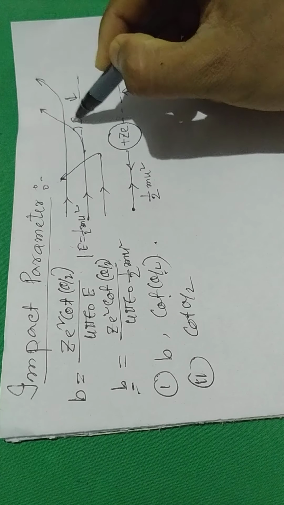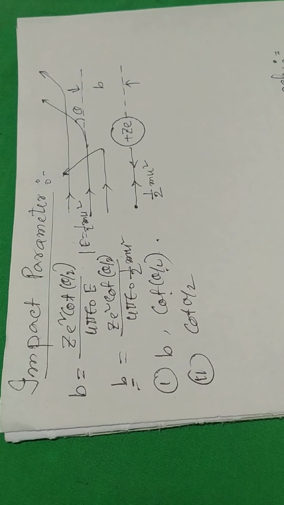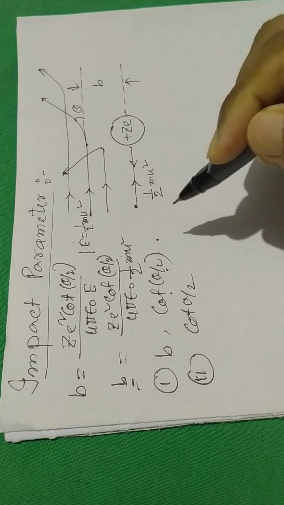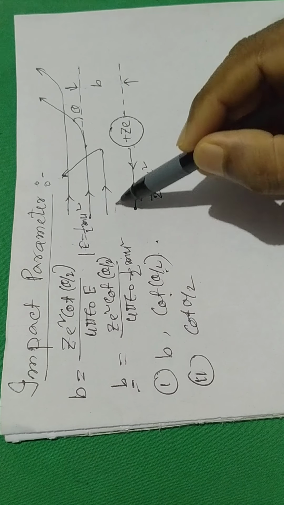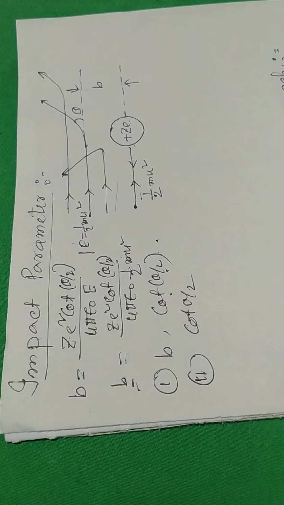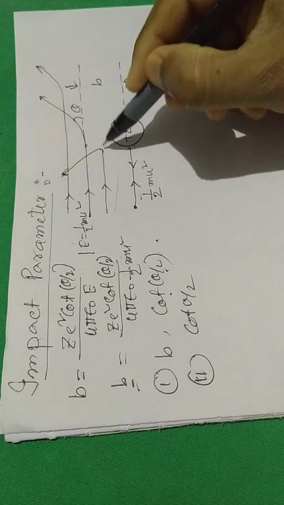Here you see the diagram, this is the angle of scattering. Angle of scattering is large. If impact parameter is small, then cot(θ/2) is also small, hence the angle of scattering is large. It means that alpha particles traveling closer to the nucleus suffer large deflection.